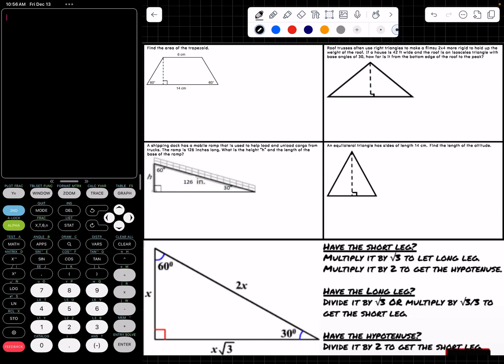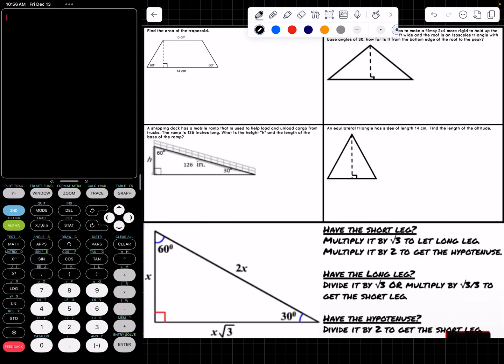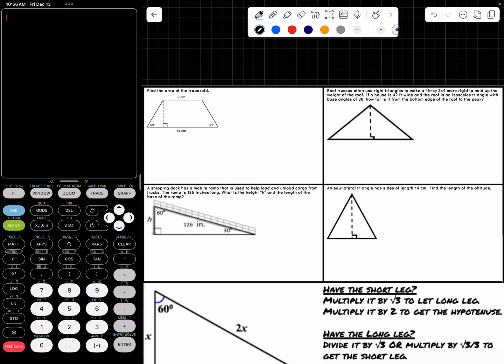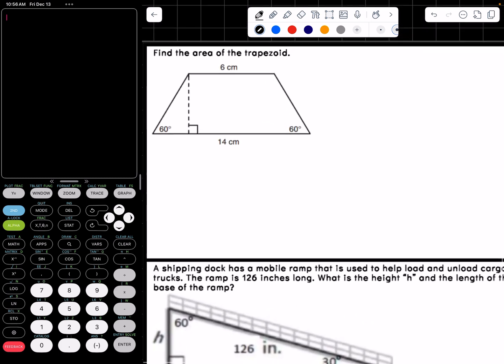Here we have some word problems with special right triangles, our 30, 60, 90 case. We do have the rules down below, that way we can refer back to them when we need them. Starting off, we're going to find the area of a trapezoid.